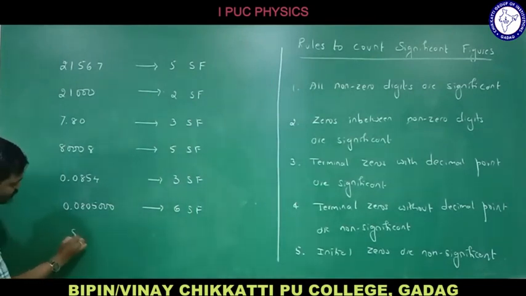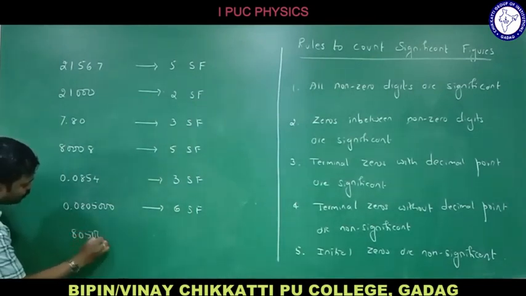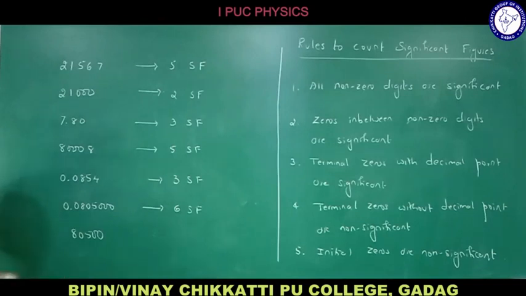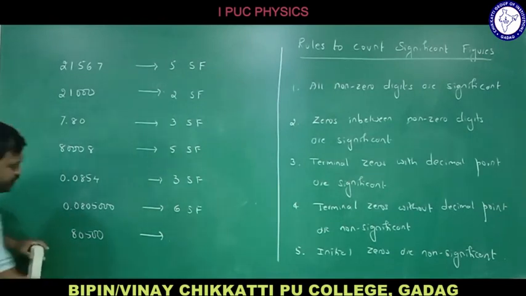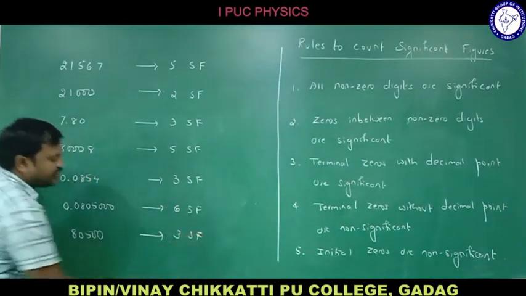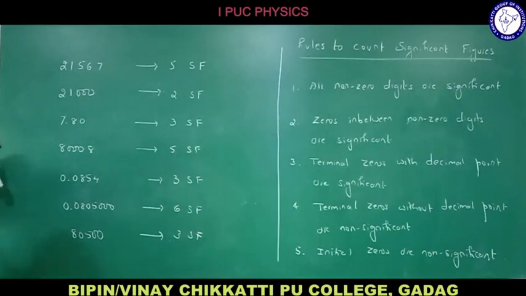If at all it is 80,500, how many significant figures are there here? So 1, 2, 3. The terminal zeros will not be significant because there is no decimal point. So 3 significant figures.